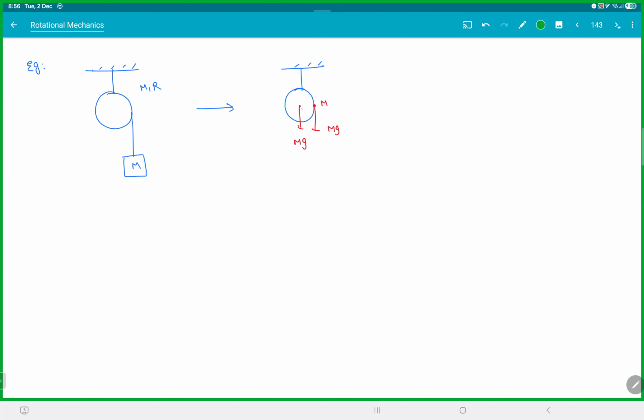You take torque about the center. That will be mgr. That will be I of the system, which will be mr square by 2 for the pulley. For the particle is mr square alpha. This is for I pulley. This is for the particle. Particle's moment of inertia is m r square, the distance. Alpha is equal to 2g by 3r. Clear with this?